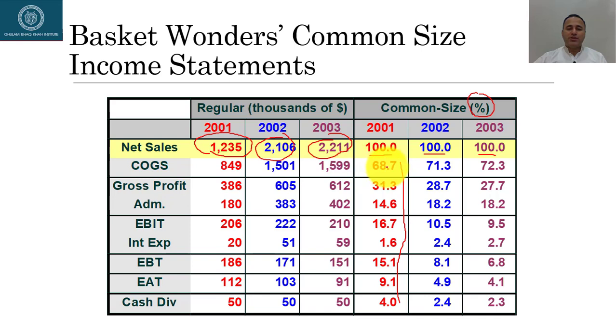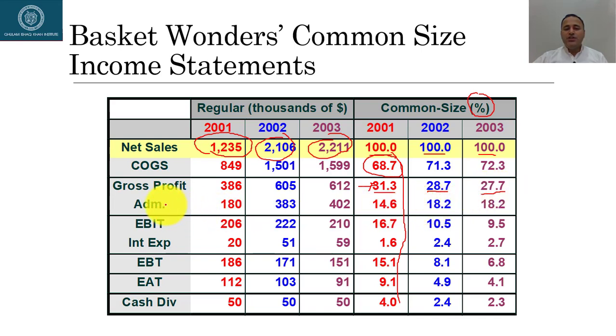Now, how do we interpret those numbers? For 2001, cost of goods sold was 68.3%, which means your gross profit margin was 31%. In 2002, it reduced to 28%, and in 2003, it further reduced to 27%. So at first glance, I can tell you that the company is not going in the right direction, because the cost of goods sold keeps increasing and the gross profit margin is declining.